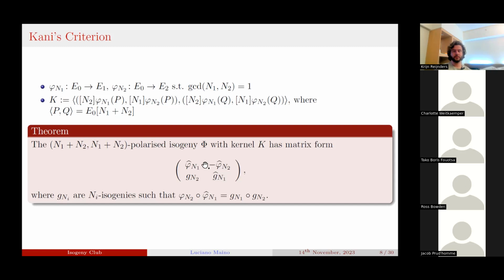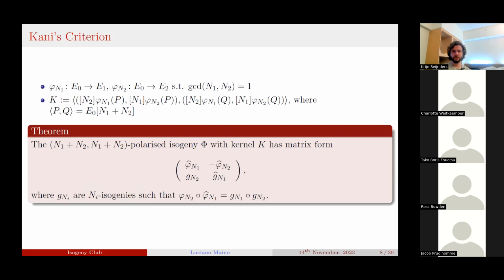isogeny has a nice matrix form, and especially the first row of this matrix is given by the dual of phi n1 and minus the dual of phi n2, and then the second row is given by gen2 and the dual of gen1. The isogenies gen1 and gen2 are basically the isogenies completing the SIDH square, and that's the relation that they verify.